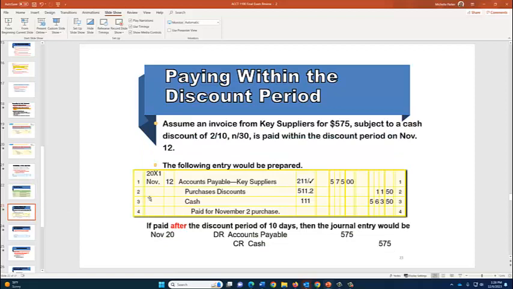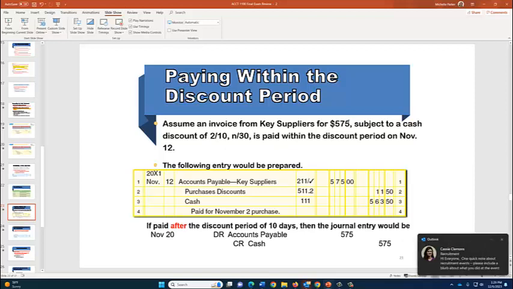If a bill is paid within the discount period, then we need to know how to record the payment of that bill with the discount. It says, assume an invoice from Key Suppliers for $575 was subject to a discount of 2/10 net 30. It's paid within the discount period on November the 12th. So we are going to take 2% of the invoice amount, and that will be our discount. So 2% of 575 is $11.50.